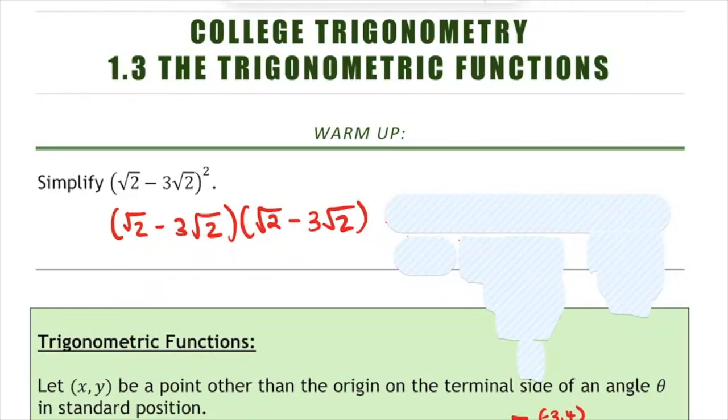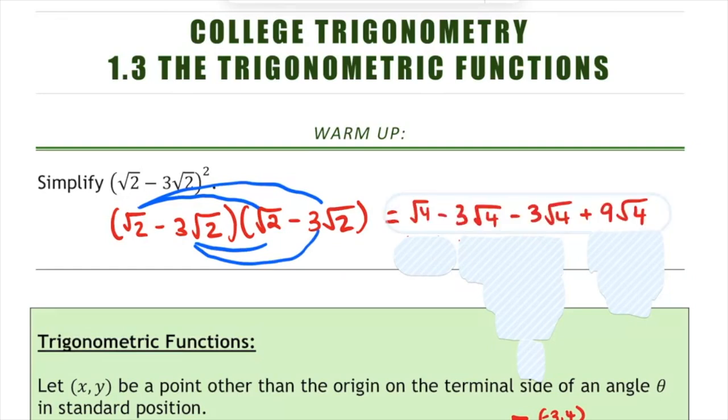So write it out twice, and then I'll need to take square root 2 times square root 2, square root 2 times 3 square root 2, again, and then square root 3 times itself. So if you multiply everything together, you're going to end up with that. And then we can simplify some radicals and combine some like terms.